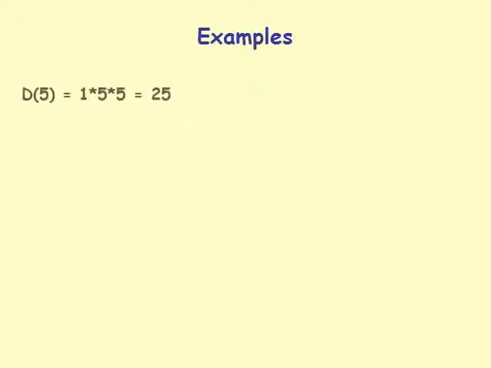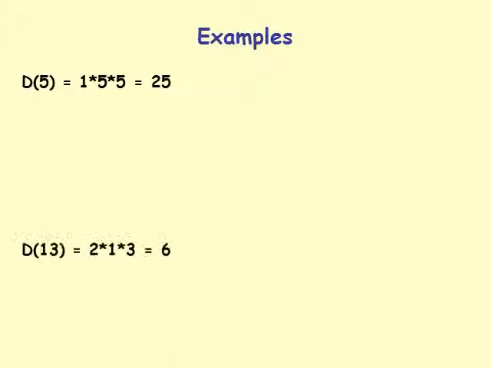Some examples for duplexes. Here's the first example, D of 5, the duplex of 5, which is only one term, 5 times 5, 5 squared, and we use only one time of that. This just tells you that it's only one product here. 5 times 5 is 25, and that's what it is.